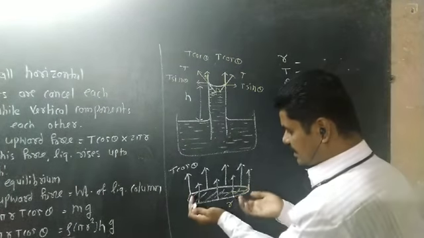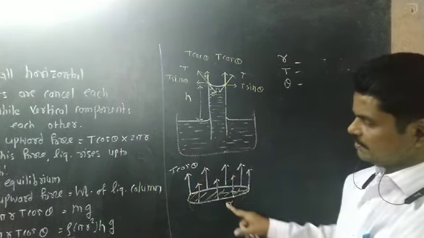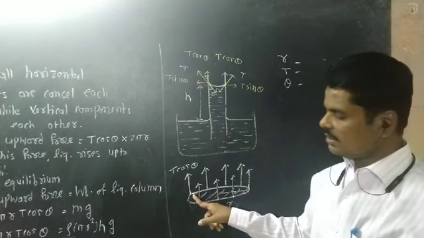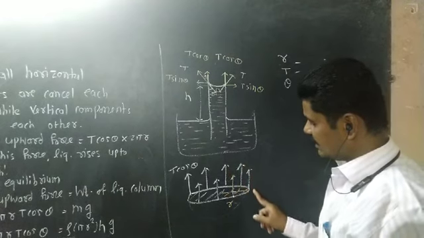This is the circumference, of circle shape. So the force T cos theta acts on each molecule on the meniscus. This is T cos theta, T cos theta, T cos theta, T cos theta.